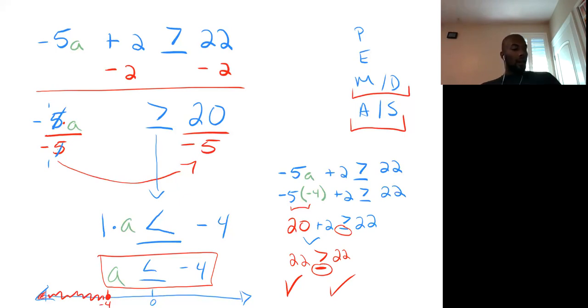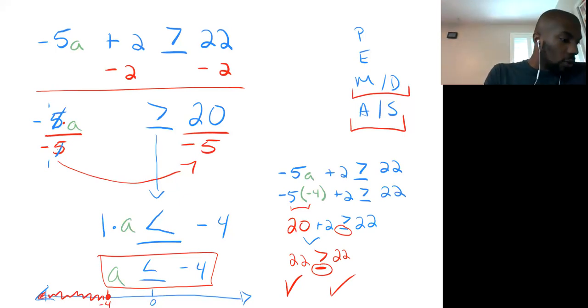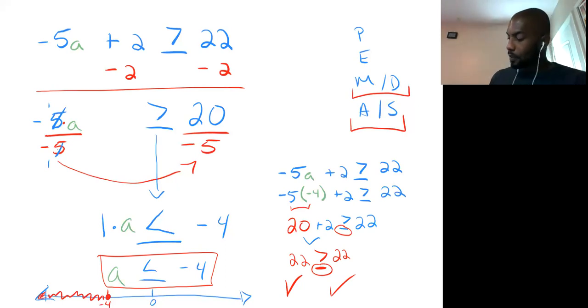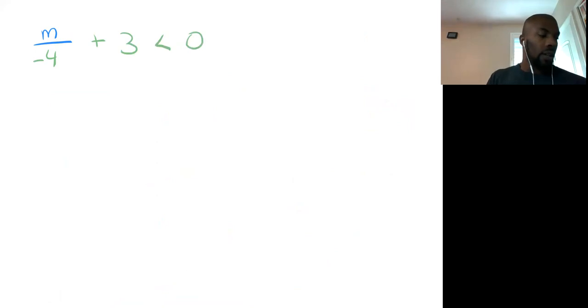Nice. All right, let's do one last one using division. Okay, so I've got some number divided by negative 4, plus 3 is less than 0. All right, all I need to do is write out my PEMDAS so I can track what I'm doing.